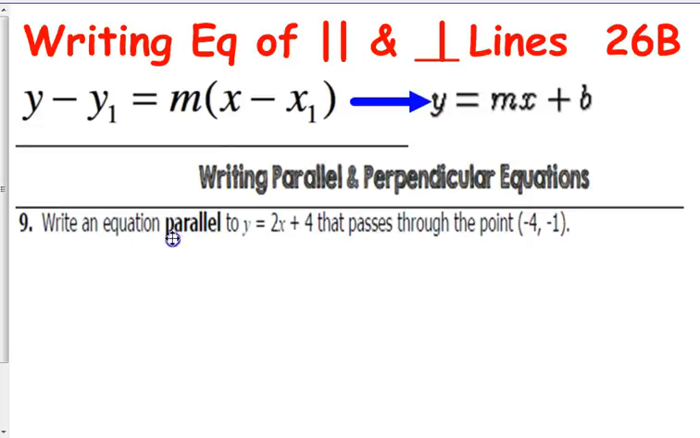Right, it says write an equation parallel to this one that goes through this point. All we need to know from this equation they gave us is the slope. What's the slope, guys? The slope is 2. Once we've written that down, we don't need this equation anymore. Don't use anything else from that equation. Now, what does a parallel slope mean to do?